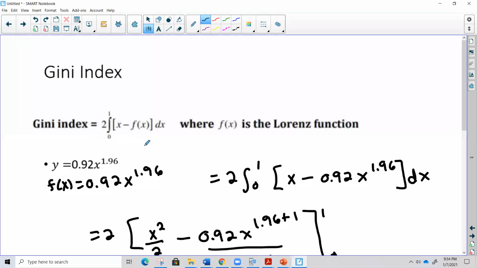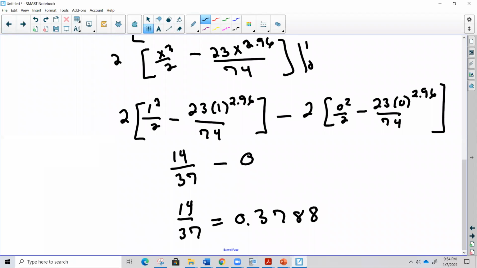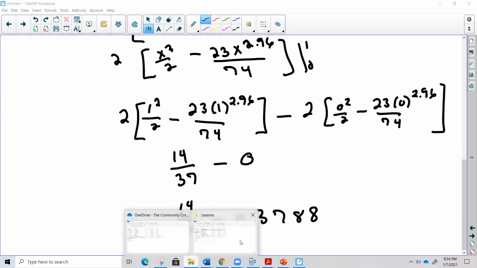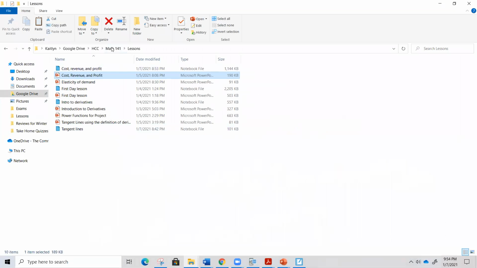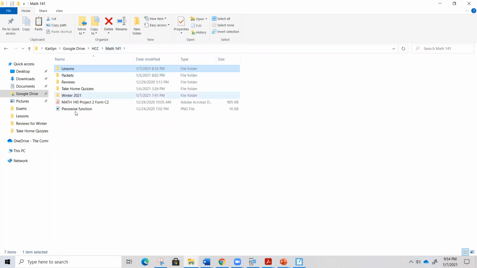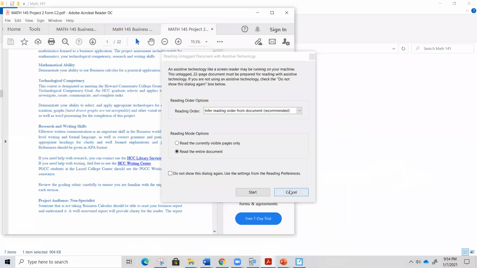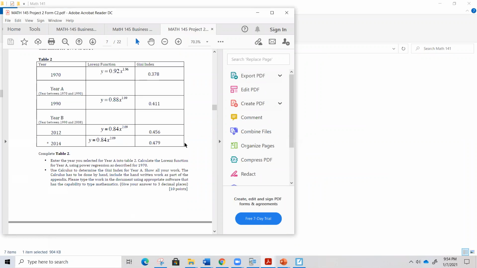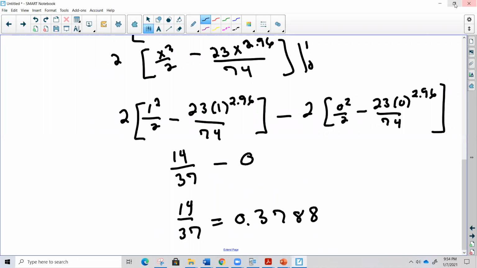Okay, and I didn't include it, but they do have this on the project. So let me just pull up the project for a minute. And so you're going to put that here. So they did 3 decimal places. So 0.379 is what I got if I rounded to 3 decimal places. And so that's how you find the Gini index.